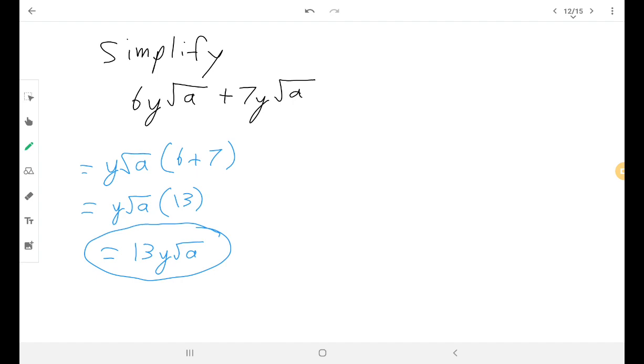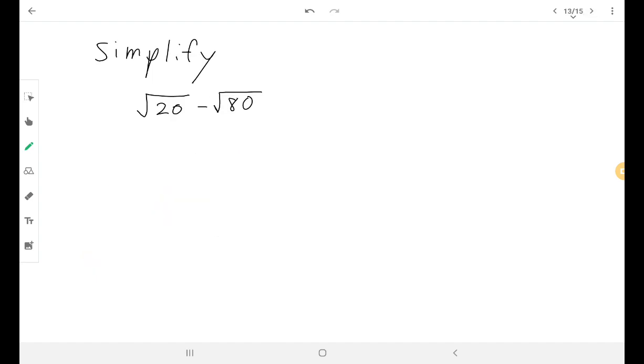All right, let's go on to the next board. Now let's subtract them. Now, this time we don't have like radicals, right? We don't have like terms. So let's break things down and write them in better ways.